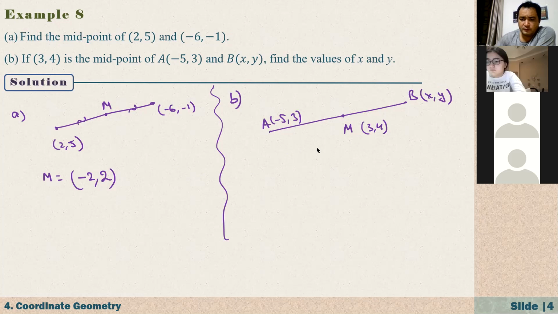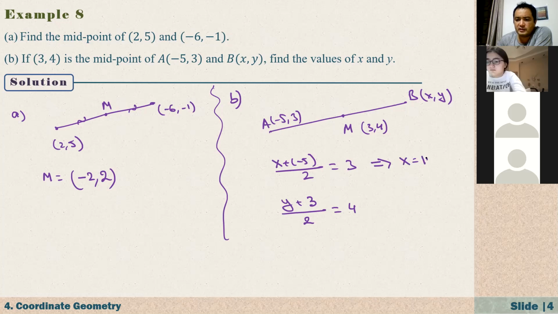Again, using the formula, right? (X + -5)/2 should be equal to 3, and (Y + 3)/2 should be equal to 4. So we know how to solve these equations. It is 6, so X is equal to 6 + 5, which is 11. And from here, Y is equal to 8 minus 3, which is 5. So the coordinates of B are (11, 5).